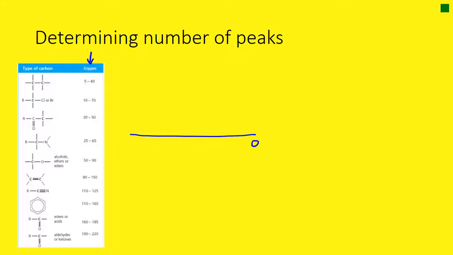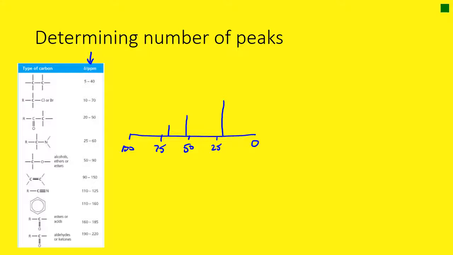In the same way, 0 is going to be our reference, which is also TMS, tetramethylsilane. And let's say we've got a 25, 50, 75 and 100 scale. And we might have a peak at about 20, a peak at 51 and another peak at about 67. So let's draw the molecule for this spectrum, which is 1-chloropropan-2-ol.